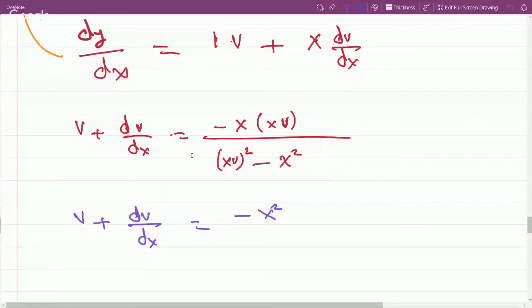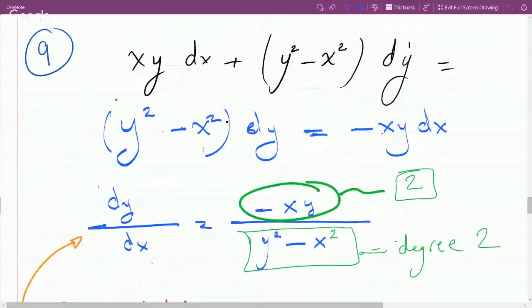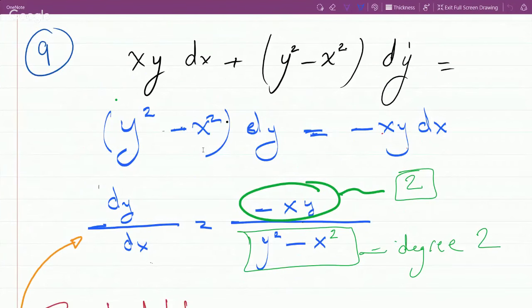Plug in for y when I plug in xv? Yeah, so first you solve for dy over dx in the differential equation. You move this over there, you get minus that dx, divided by y squared minus x squared.